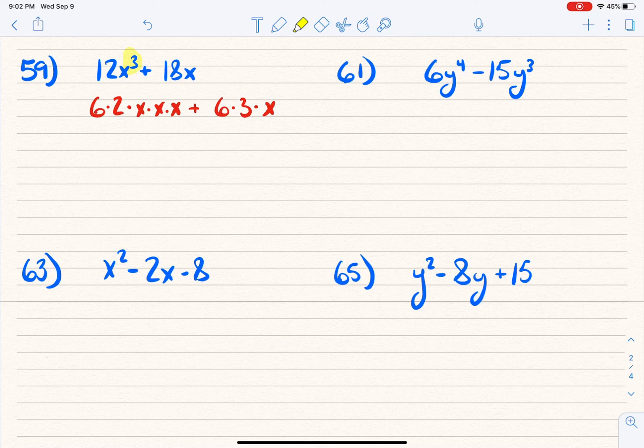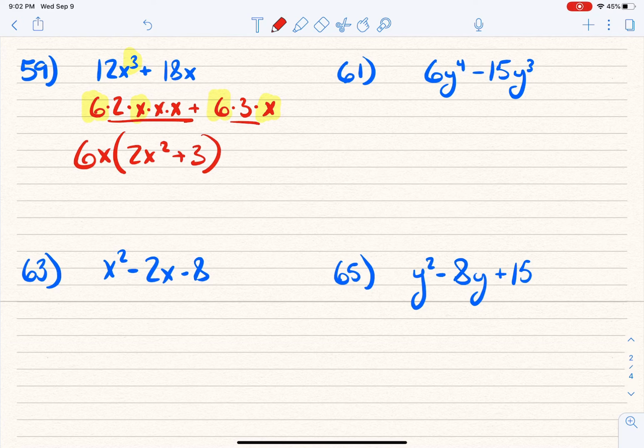And all your job is to go, what do they have in common? This has got a 6 and an x, and this has got a 6 and an x. And so that's what I can factor out. Out on the front, it would be 6x. And whatever is left right here, 2x squared. And whatever's left right here, plus 3. And that's as far as I can take it. That's completely factored. All right, let's look at the next one. Same thing.